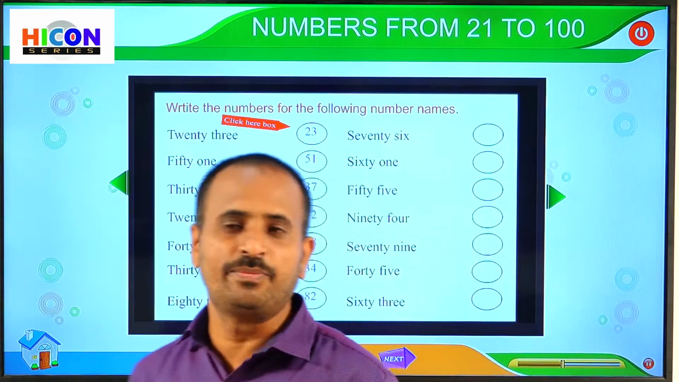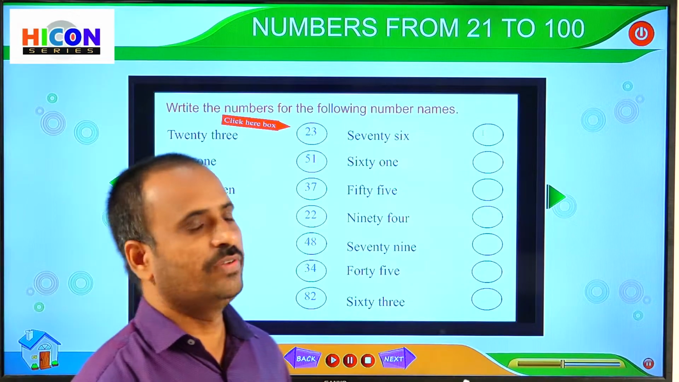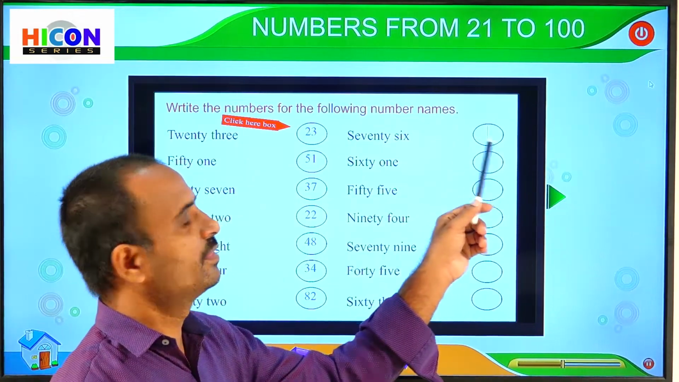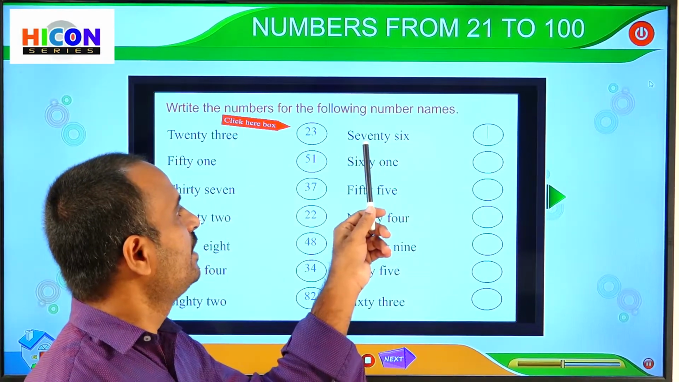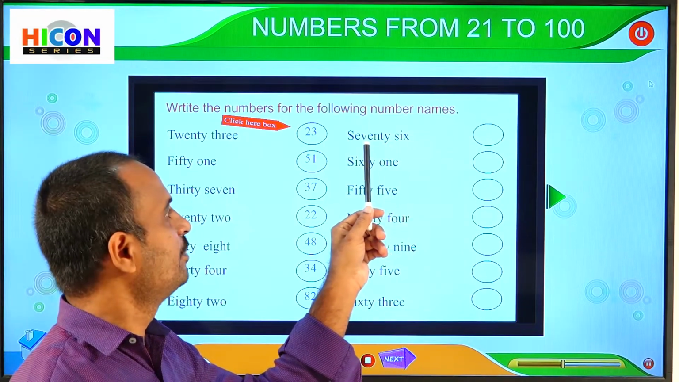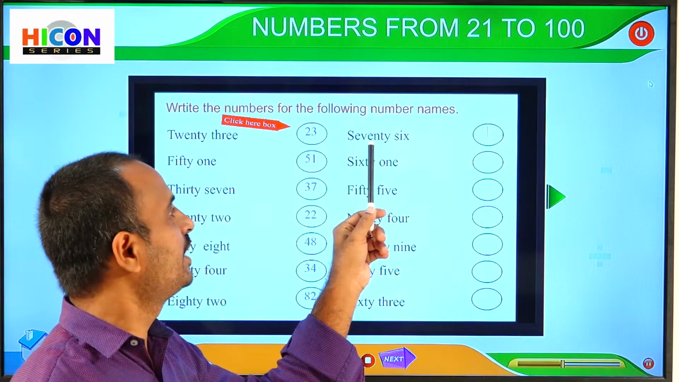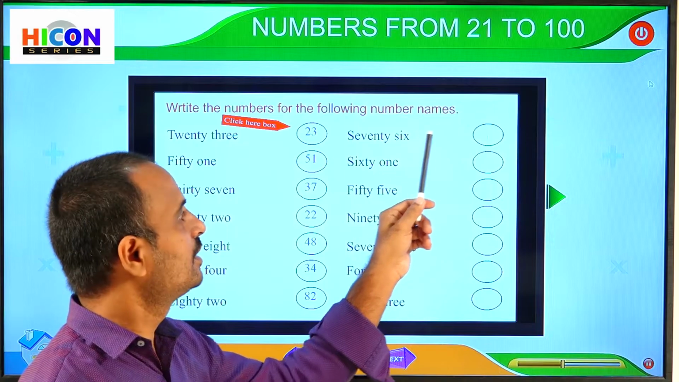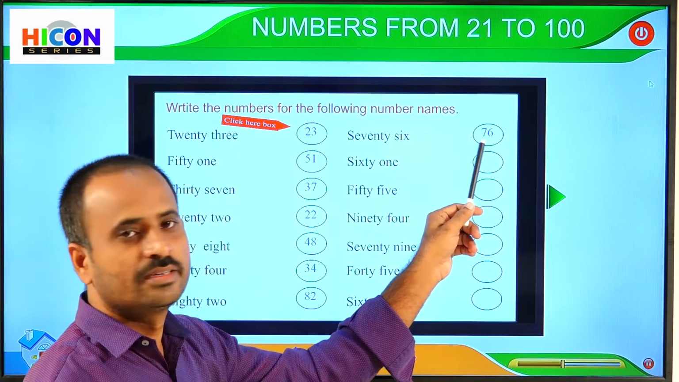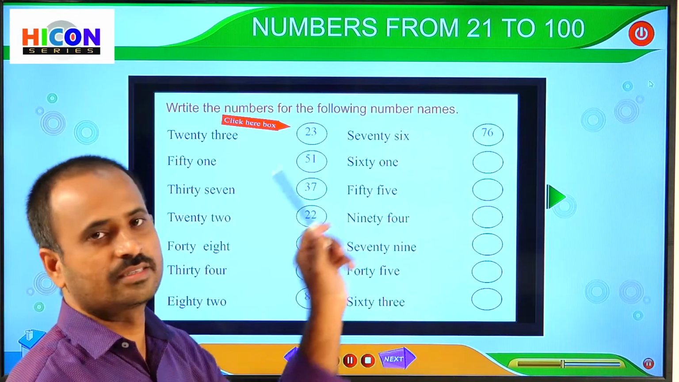So children, see the next one. So here also some number names are given. So in the same way, we have to write the number in the circle. So 76. 70 means there is 7 in the tens place, 6 in the ones place. That is 7, 6. So this can be read as 76.